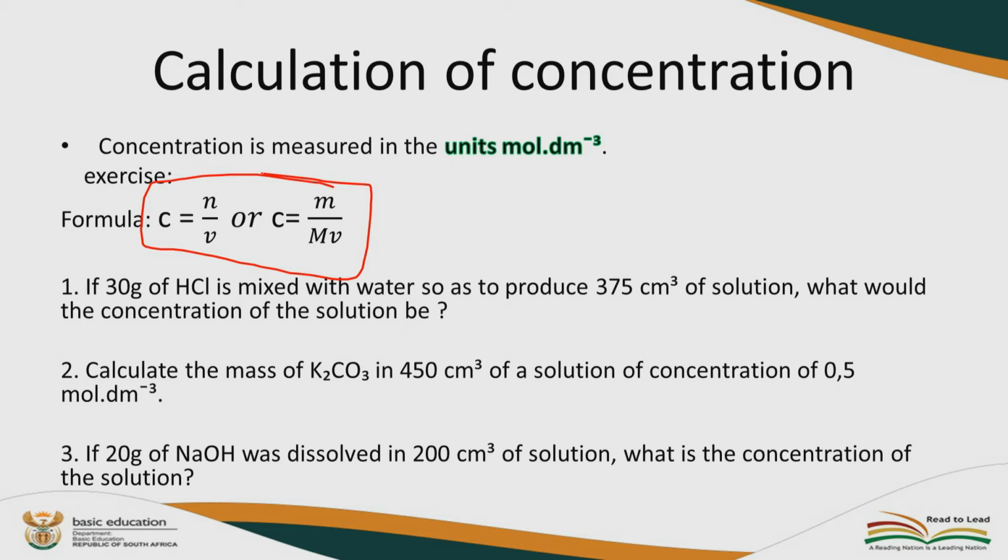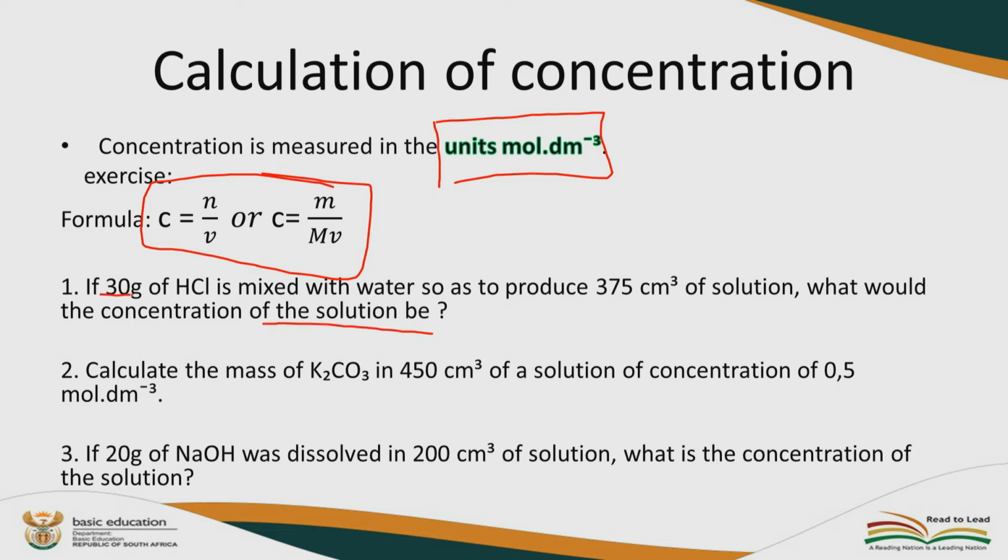So the concentration always has a unit, which is mole per decimeter cubed. So if you calculate concentration, you always need to make sure that the units are part of your answer. Now, the formula is written in two ways, but the two ways of writing the formula mean one and the same thing. Let's look at the example that is on the board. If you have 30 grams of hydrochloric acid mixed with water so as to produce 375 cubic centimeters of solution, what would be the concentration of the solution?